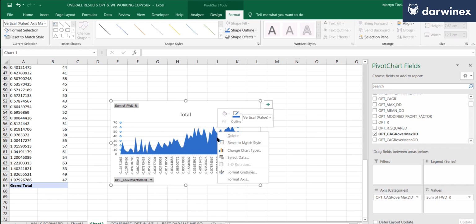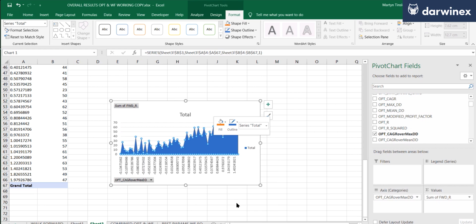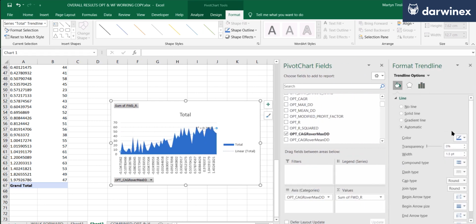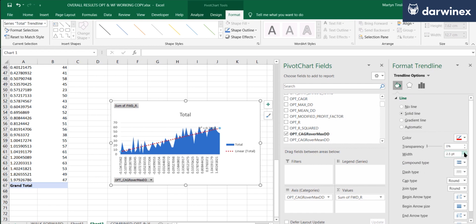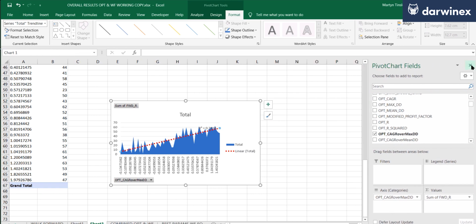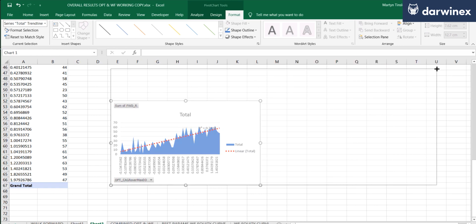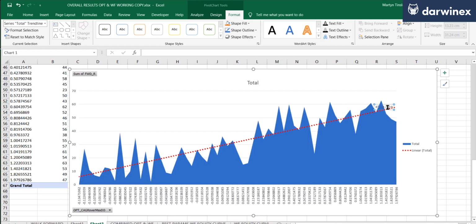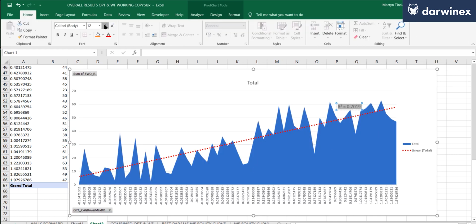So again, we can add a trend line. We'll just make that a different color to make it a little clearer. And so now, remember, this is for compound annual growth rate over maximum drawdown. We have a ranking correlation of 0.7.